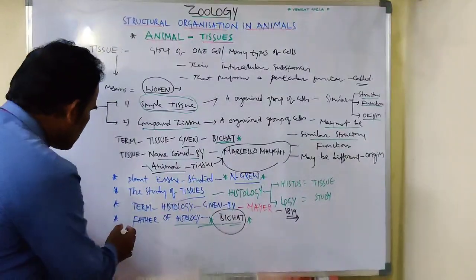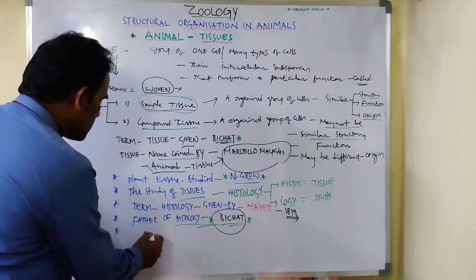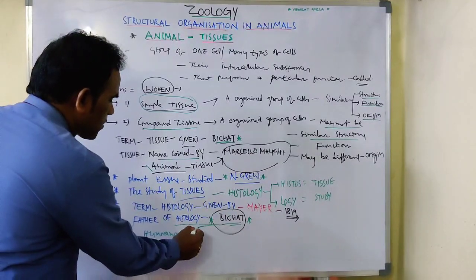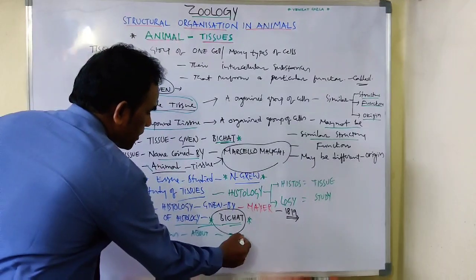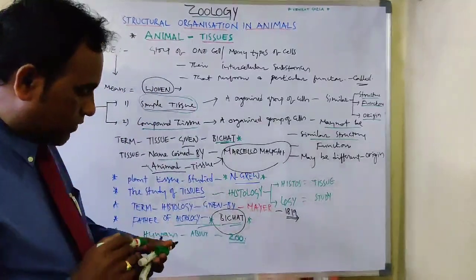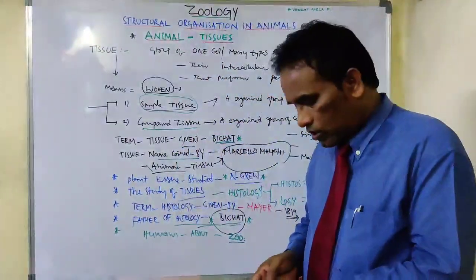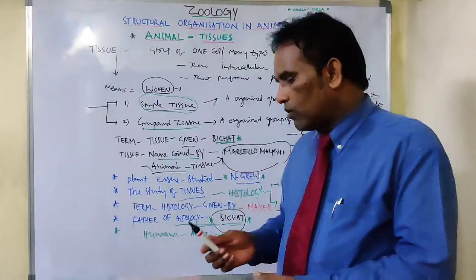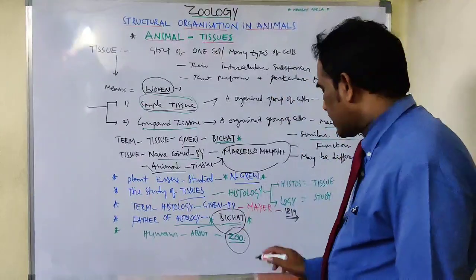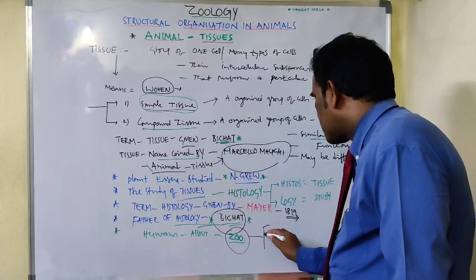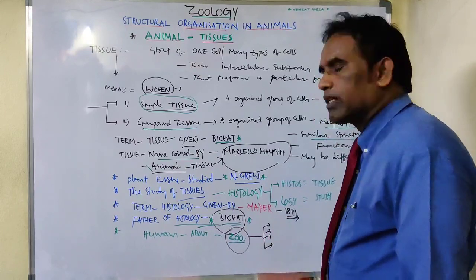Another important point: in humans, about 200 tissues have been found. These 200 tissues have been classified into 4 categories on the basis of their structure, function and location.